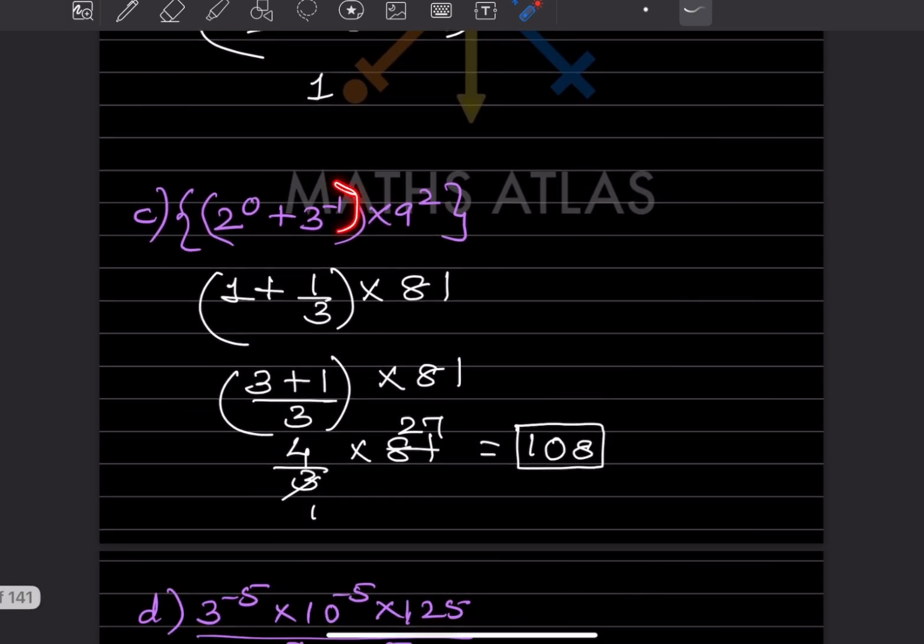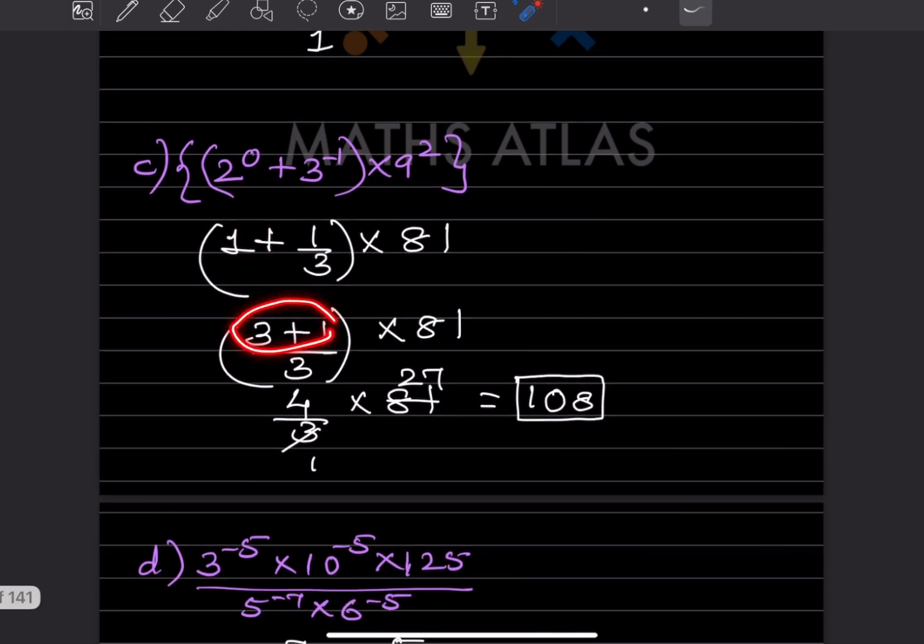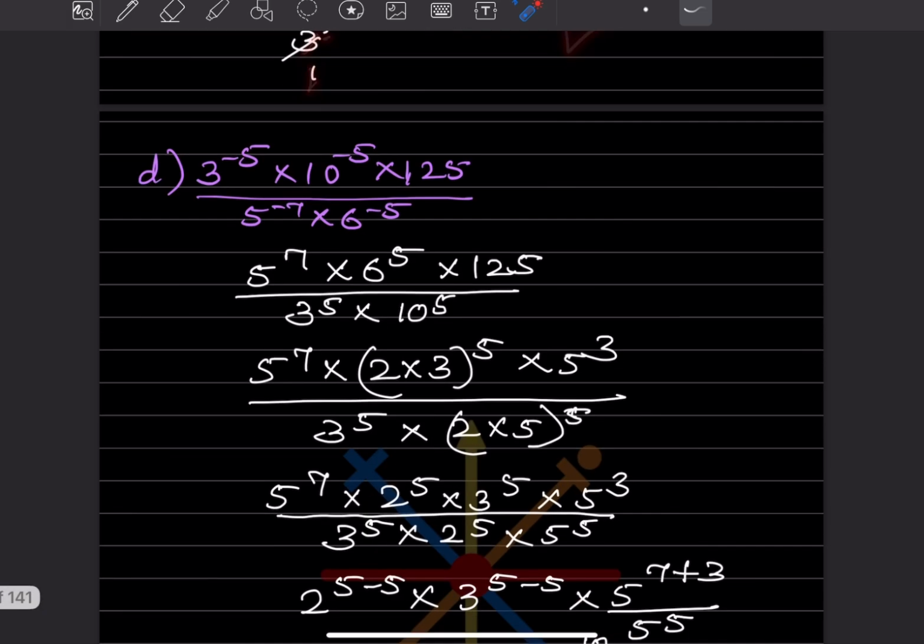Now let us see for this bracket first. That will be 2 raised to 0, which is going to be 1. This you are going to make positive, which means that is going to be 1 by 3. So let us keep it in this bracket, and this will be 81. Now you will take the LCM of this one, because here is a plus sign. So the LCM is 3, so this should be multiplied by 3. So 3 plus 1 divided by 3, into 81. So this will be 4 by 3 into 81. 3 1s are 3, 27s are, and this is going to be 108.